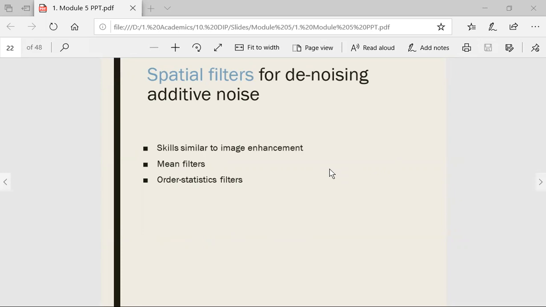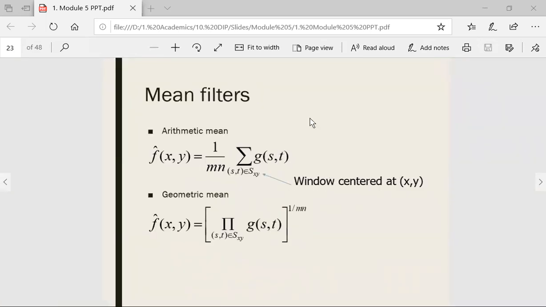First we will learn what the different types of mean filters are and how they remove the noise in the image. The first are the arithmetic mean filter and the geometric mean filter, two different types of mean filters. F cap of x comma y, we already know why we represent it that way, because we are restoring. So f of x comma y is the original image, g of x comma y is the transformed image.